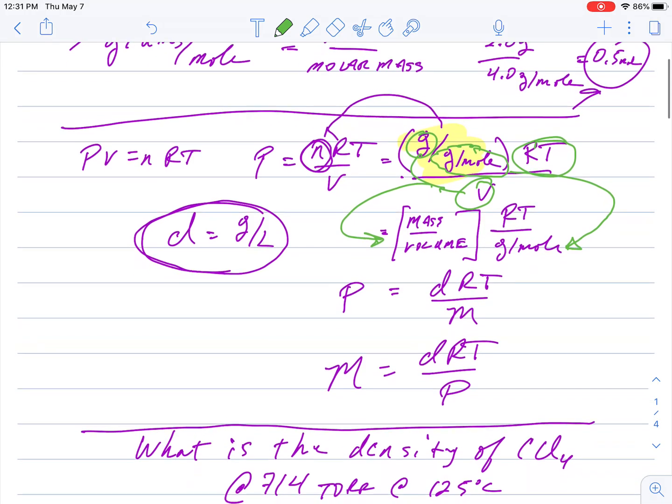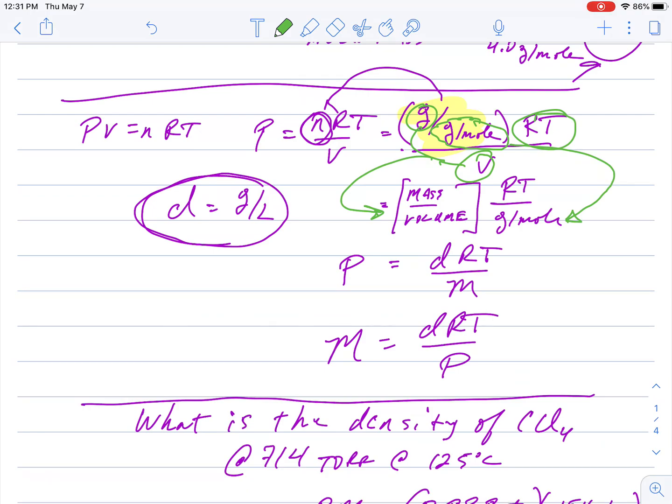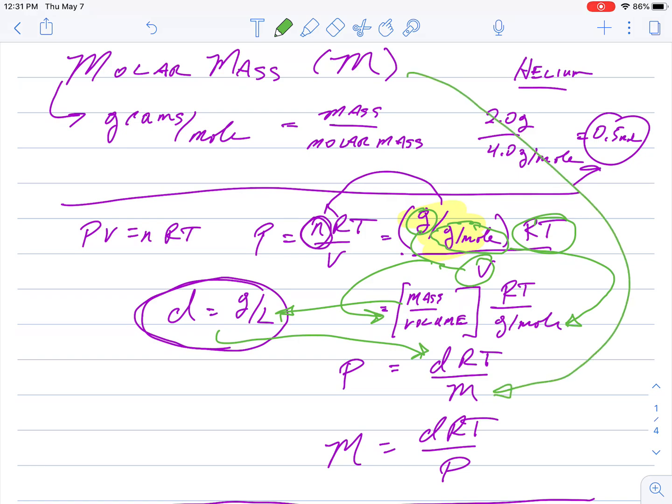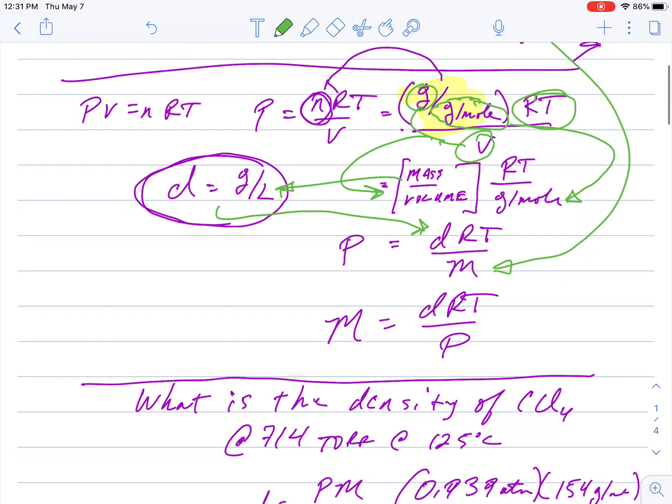And then this grams per mole is divided, so I'm going to move that down below, and then I've got my RT. Now, if you remember from over here, we said that density was mass per unit of volume. So I'm just going to substitute density into here. And then grams per mole, remember, was the same as our molar mass. So I've got pressure equals density times RT divided by molar mass. Then if I solve for molar mass, I've got density times RT divided by pressure.